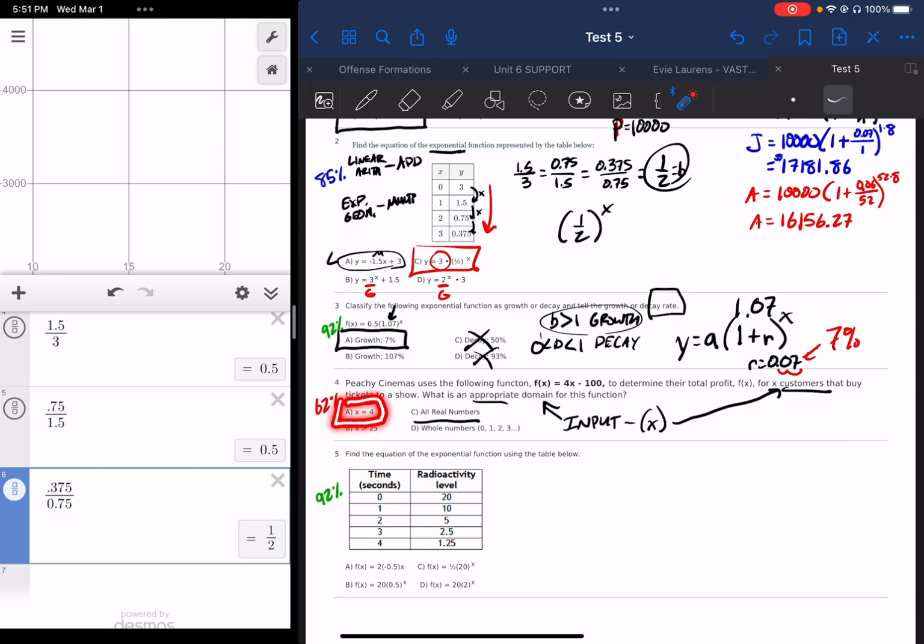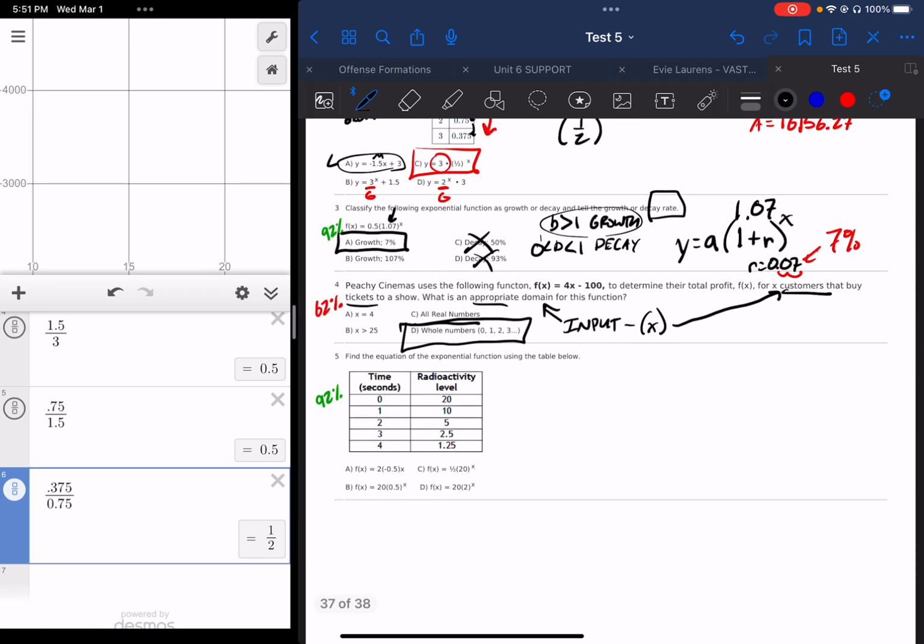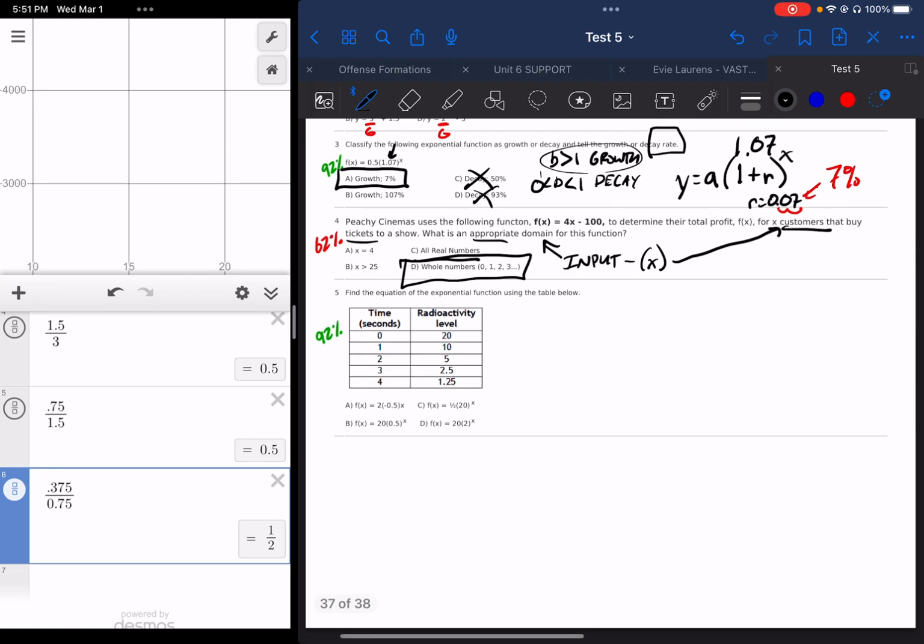If you say X is equal to 4, that means only 4 people are allowed to buy tickets to a show. So the only one that makes any sense is whole numbers. And the reason is because you can't have half a person. So one person could buy a ticket, two people can buy a ticket, 3, 4, 5, 6, all the way really up to infinity, even though it's probably less than that because of the number of people they could fit in the show. Number 5, 92%.